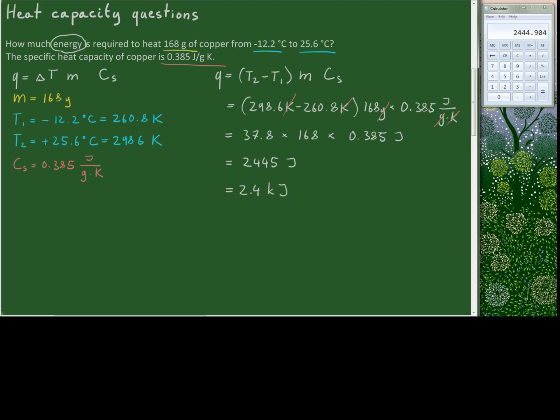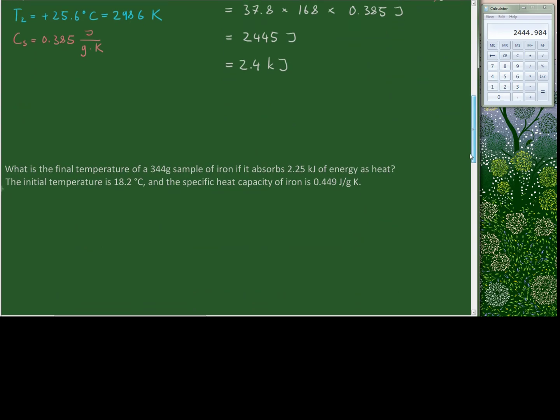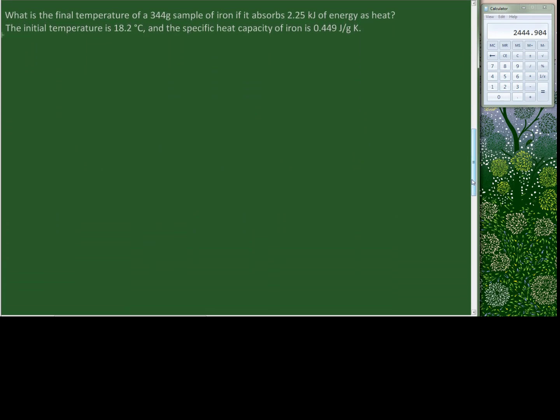Let's do another one. What is the final temperature of a 344 gram sample of iron if it absorbs 2.25 kilojoules of energy as heat? The initial temperature is 18.2 degrees Celsius, and the specific heat capacity of iron is 0.449 joules per gram Kelvin. So once again, what are they asking us for? Final temperature. What have they given us? So final temperature, or T2, is what we need to find out.